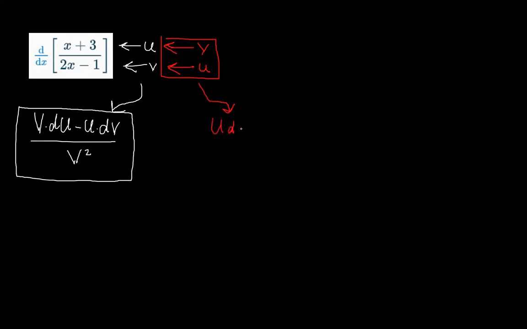u times dv. Whoa. It's not supposed to be plus. It's supposed to be minus. u times dv minus v times du all over u squared. Okay, you see the difference here? Yes, just like what I told you, it's not necessarily the same. So it's up to you if you want to put your u as your numerator or denominator, and your v as your numerator or denominator.